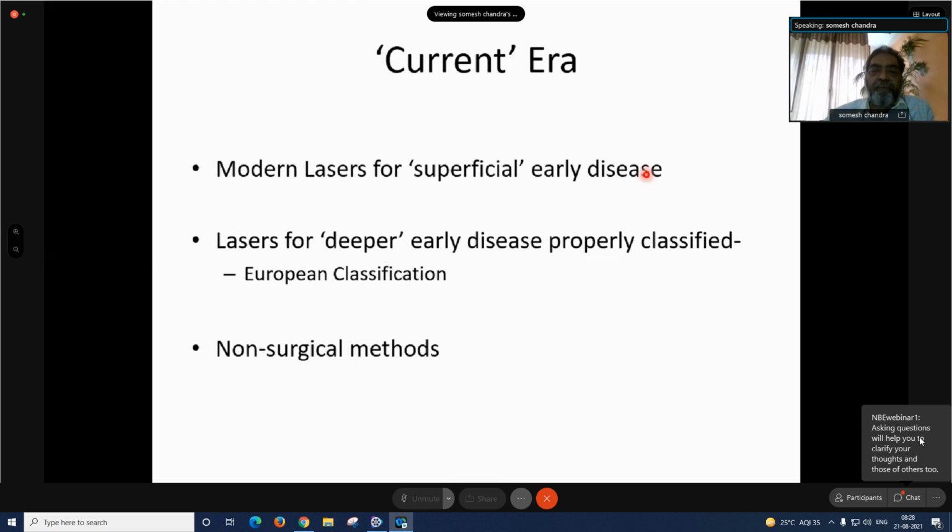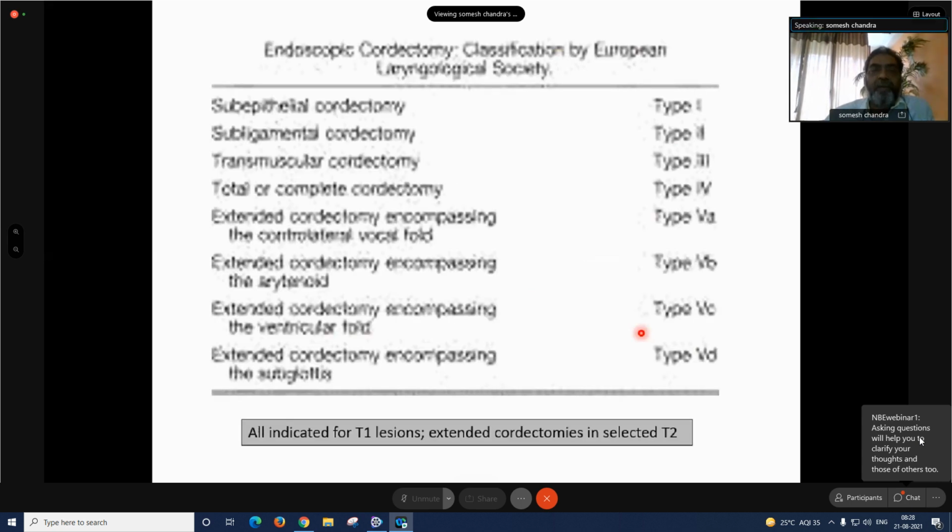In the current era, we have a lot of good lasers. So modern lasers are used for superficial early disease, that's T1, T2 disease. For deeper early disease, properly classified, we have the European classification. So subepithelial chordectomy, subligamental chordectomy, where you remove the epithelium, remove the vocal ligament, you cut across the vocalis muscle, that's type 3. Then total or complete chordectomy.